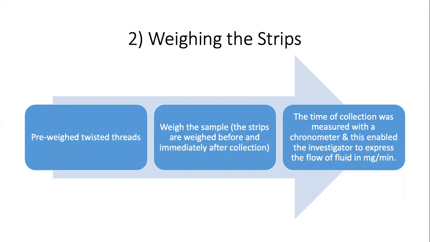The time of collection was measured with the help of a chronometer, and this enabled the investigator to express the flow of fluid as well in milligram per minute. And what was the amount? We just discussed the amount was 0.1 milligram, and that too in 3 minutes. The width of the filter paper was 1.5 millimeter, and how much depth of the sulcus was there till which it was introduced? It was 1 millimeter.